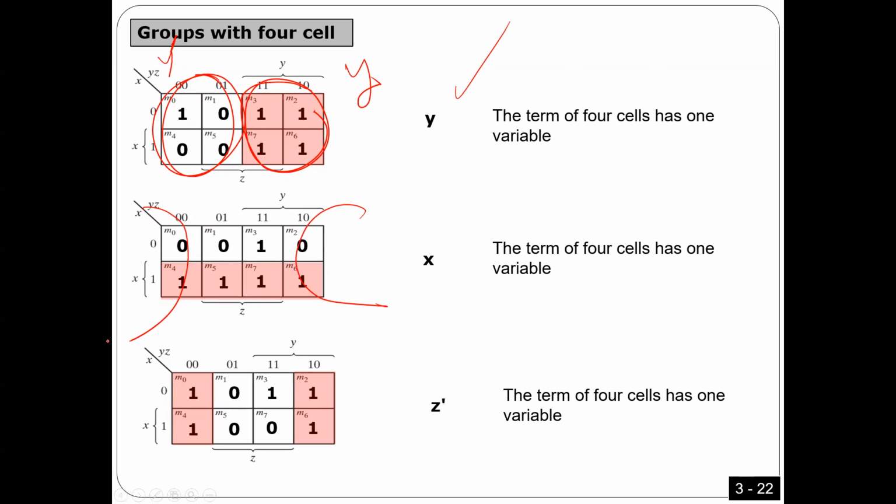If the four ones are here, so even this, because again, they are rows, these two are like neighbors. So I can take these two. So this is z prime. Okay. Any questions?